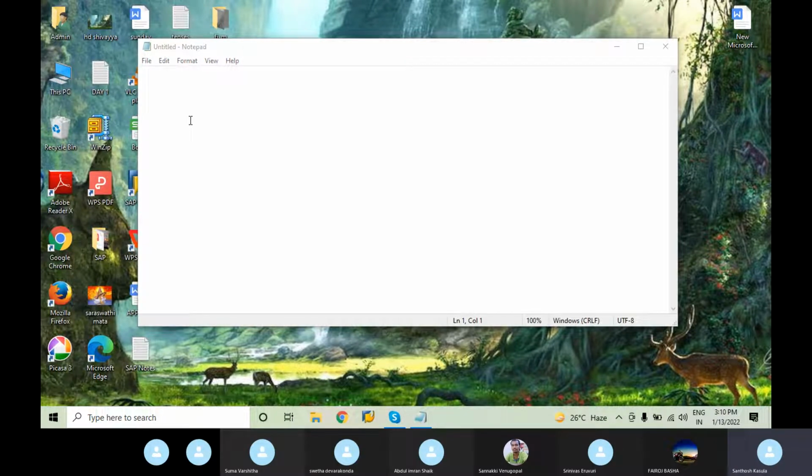Today I'm going to give a presentation about FI-MM integration. Before that, I'd like to recall the P2P process and then get into the FI-MM integration. P2P generally means procure to pay.